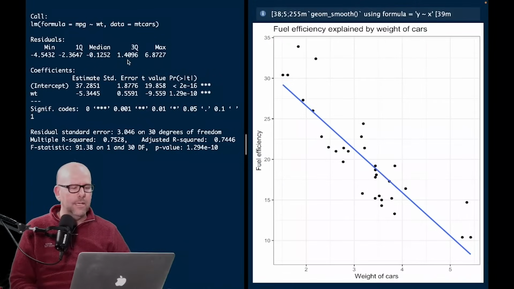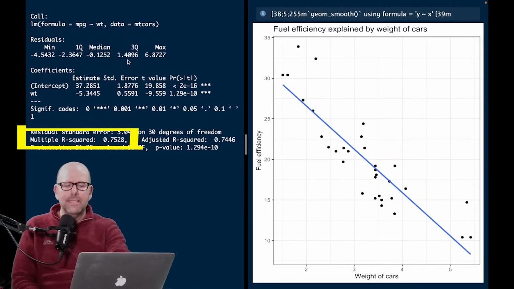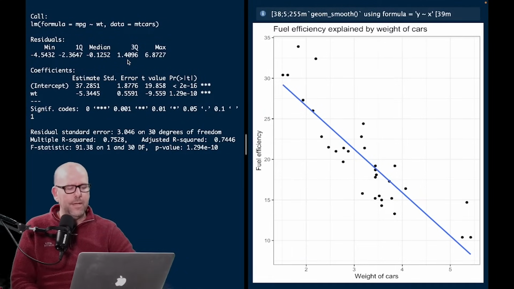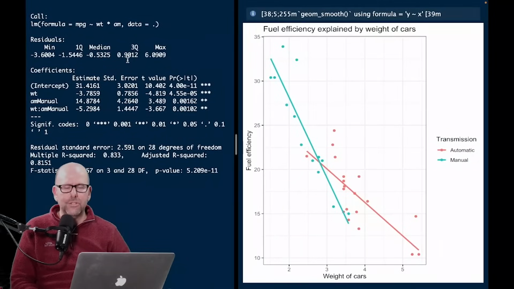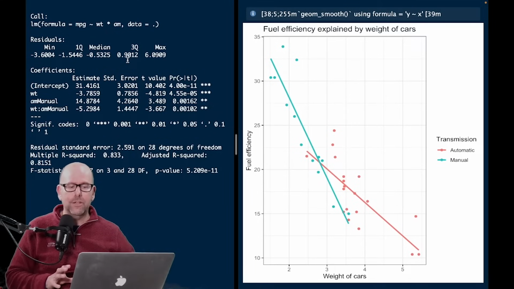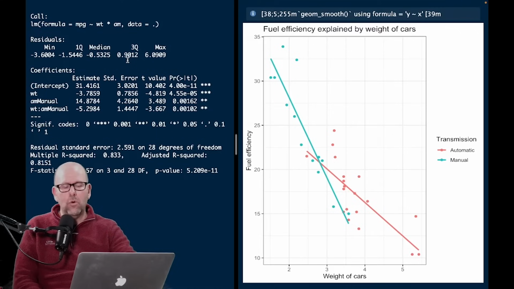So if we go back, this was a simple model, so we look at the multiple R squared. 75% of the change in fuel efficiency can be explained by a change in weight of the car. When we add in the additional variable, now 85%, adjusted R squared 81%, of the change in fuel efficiency can be explained by a combination of weight of car and transmission and the interaction between them. Interesting. So this looks like an improvement to our model. Remember, we were talking about building up the model and adding additional variables. Also note that all of the coefficients are statistically significant. Double thumbs up, happy days.